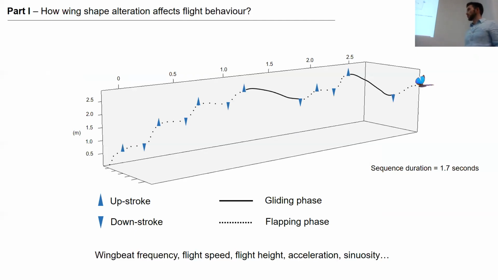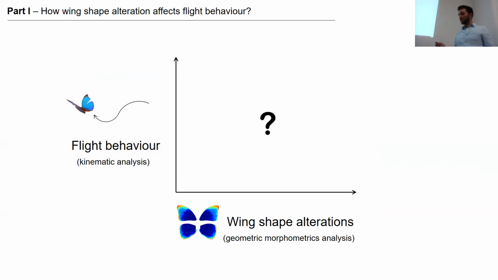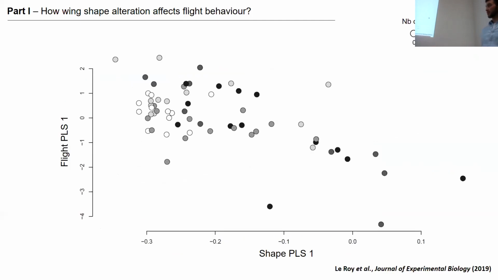Finally, I also computed other flight parameters based on the 3D coordinates. So using these flight parameters and the shape data obtained from a morphometric analysis that I will not detail here, I tested how flight behavior responds to wing shape alteration. And I found an interesting correlation between wing shape and flight.